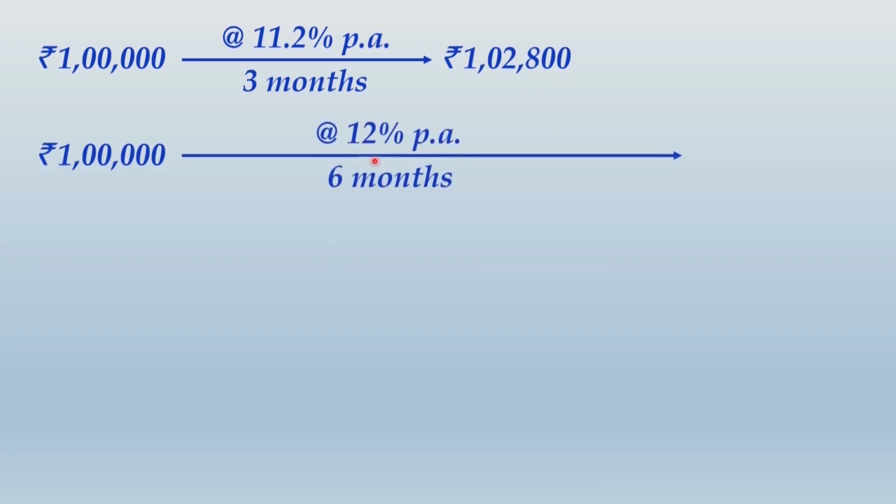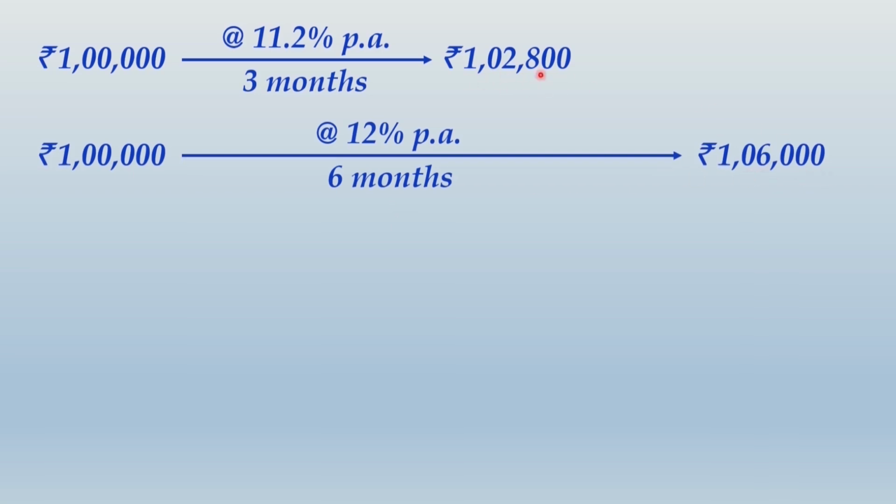Now again take that same 1 lakh and now borrow it for a period of 6 months, a longer period, and for that the applicable rate is given as 12% per annum, correct? So if you are borrowing 1 lakh for a period of 6 months at the rate of 12% per annum, how would you compute the interest? 1 lakh into 12% into 6/12, correct? And that would give you maturity value of 1 lakh plus 6,000, that is 1,06,000.